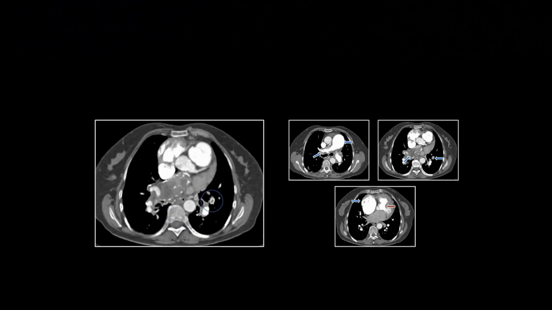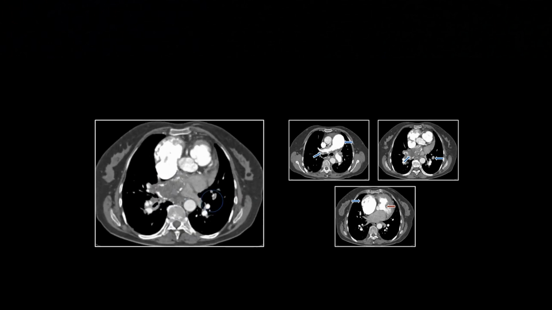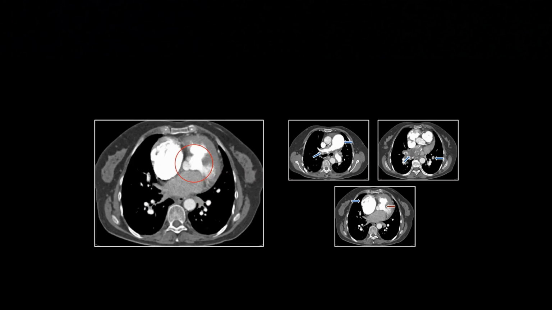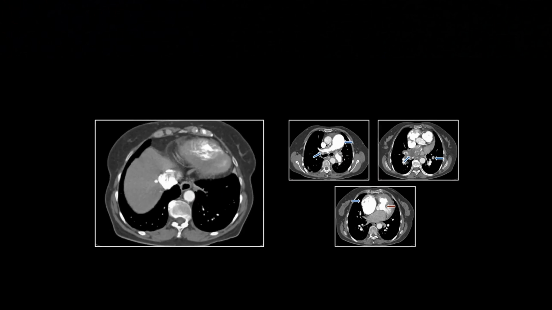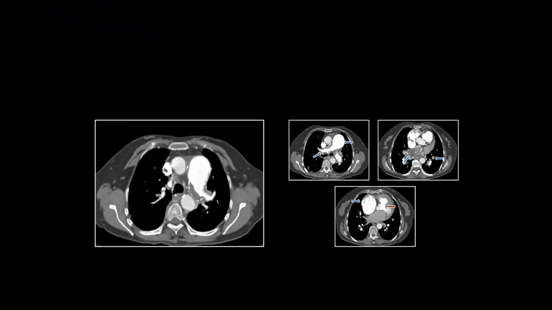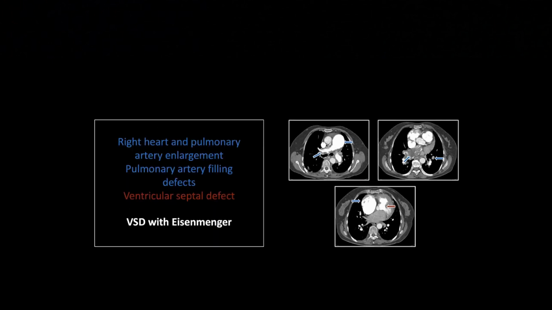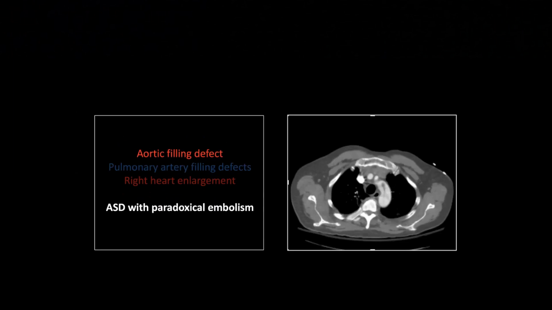And you can see the one other thing that's worth noting here is that there is definite hepatic venous reflux. With a giant right atrium like that, you will frequently see that. All right, so that is a VSD with Eisenmenger.